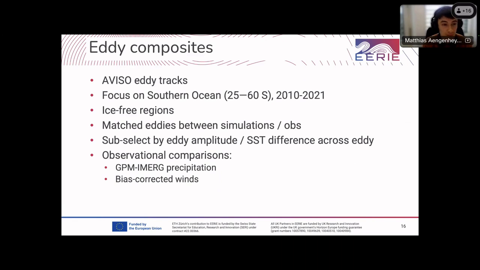For now, we've avoided any eddies that have any regions that have any ice in it, because we know from our colleagues that this complicates the analysis quite a bit. So we've started to just ignore that. And we match the tracked composite eddies between the various data sets we have, so between observations and the various simulation data sets. So we know that when we look at a set of eddies, those are the same eddies in all the data sets. Then we can also subselect those by eddy amplitude or SST difference, and I'll show you how this looks in a moment. And we compare these to observations from GPM and from the bias-corrected winds.